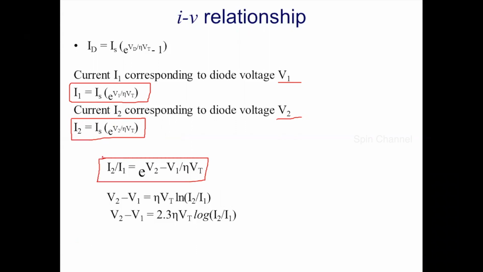So on eliminating the exponential term and taking a log to the base 10, we get an expression, V2 minus V1 is equal to 2.3 eta Vt into log of I2 divided by I1. So this expression is very important in finding the change in current for a corresponding change in diode voltages.